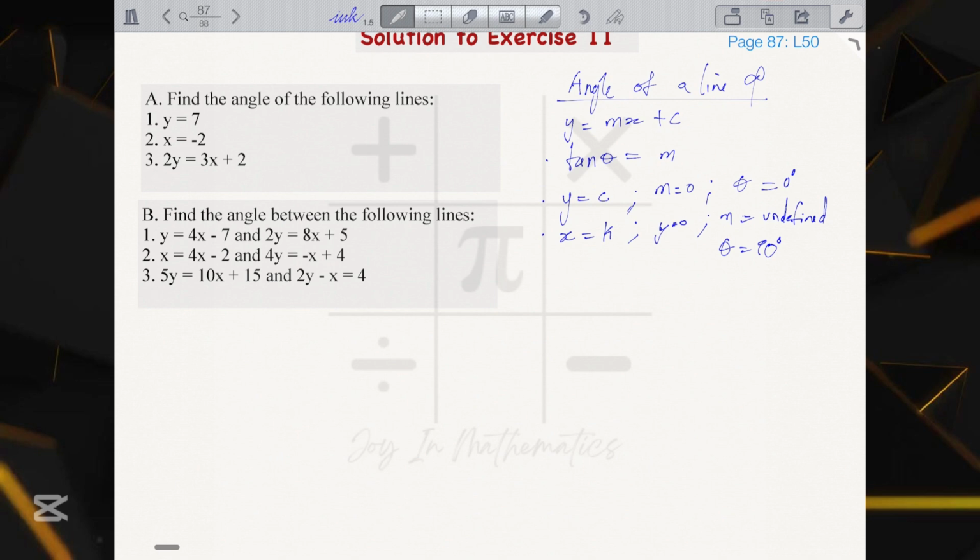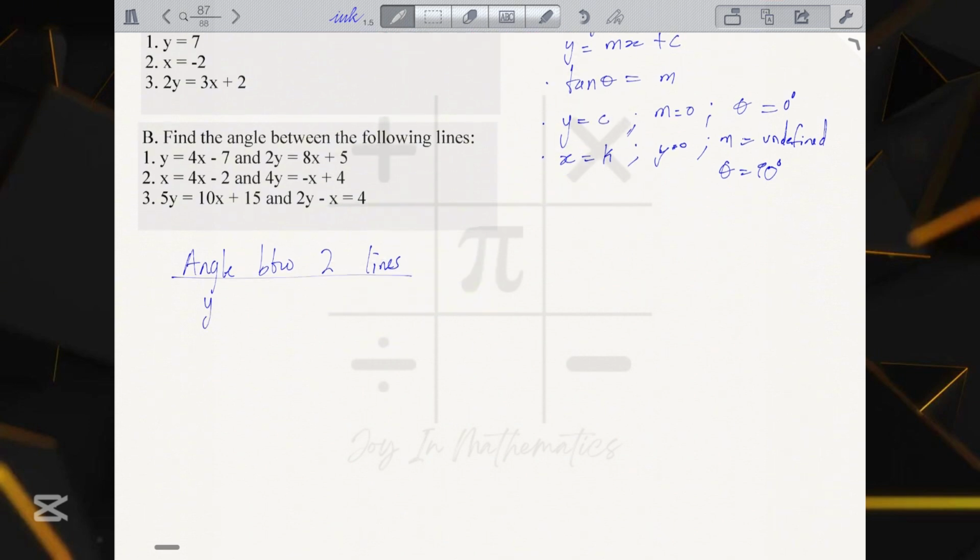What if we are considering the angle between two lines? Let's write that here. Angle between two lines. That means we have y is equals to m1x plus c1, and likewise y is equals to m2x plus c2. So the angle theta is generally represented by tan theta is equals to the modulus of m2 minus m1 divided by 1 plus m1 m2. This is for non-perpendicular lines.